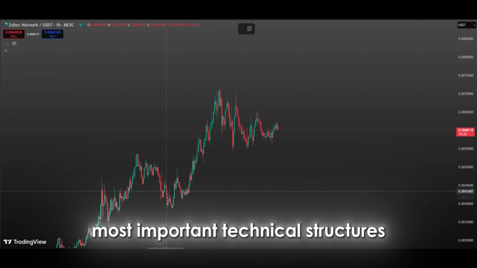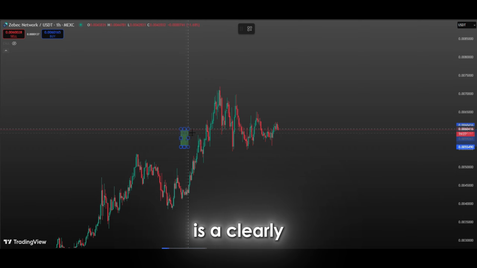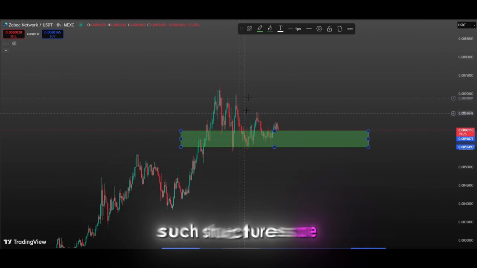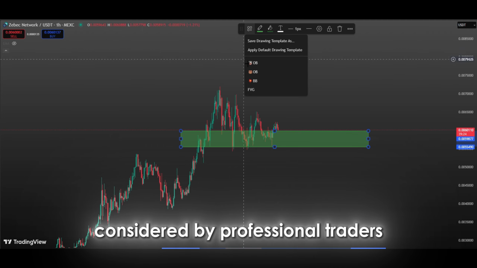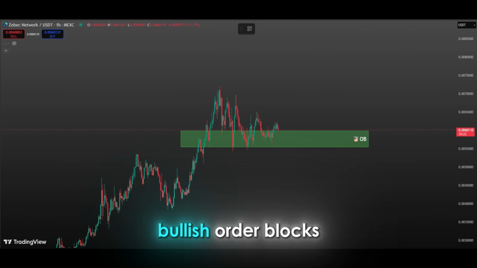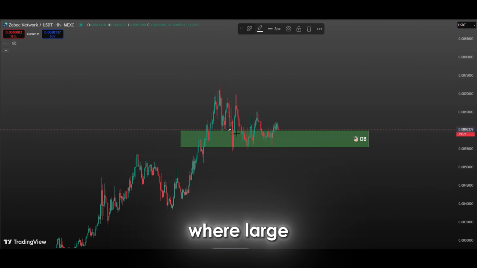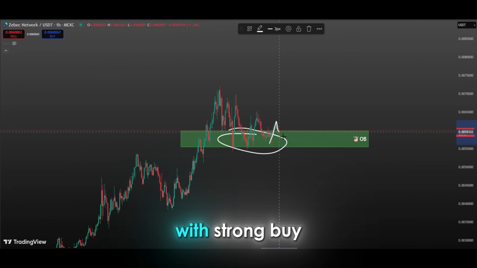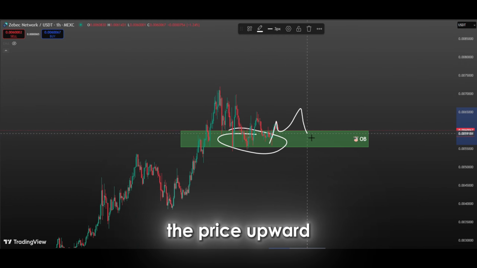One of the most important technical structures on the chart is a clearly defined bullish order block located just below the current price level. Such structures are considered by professional traders as areas with high potential for price reversals. Bullish order blocks are typically regions where large investors, institutions, or smart money have previously entered the market with strong buy orders and pushed the price upward.